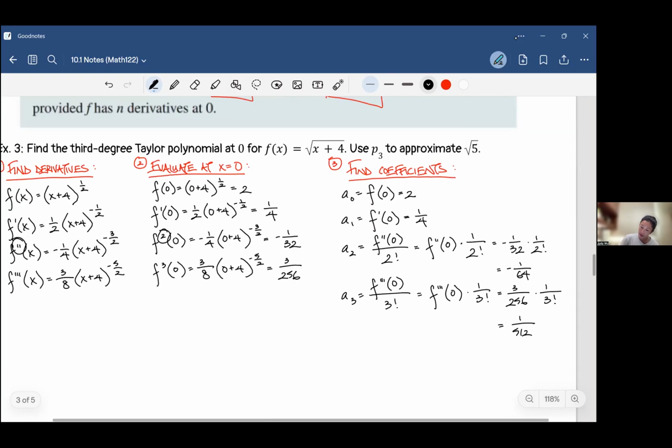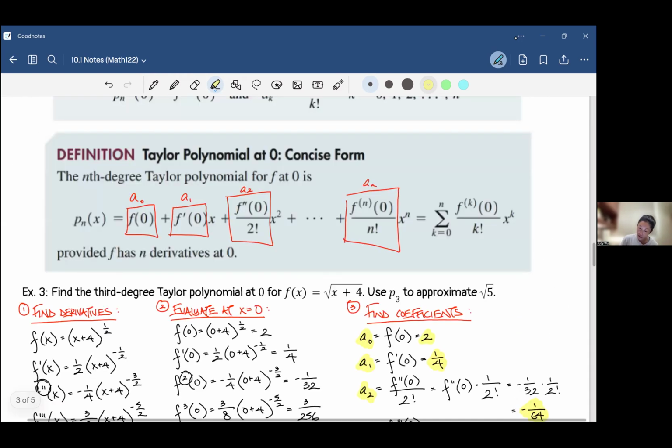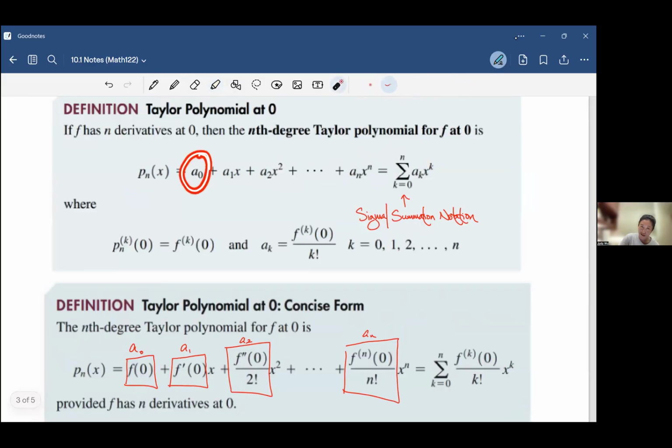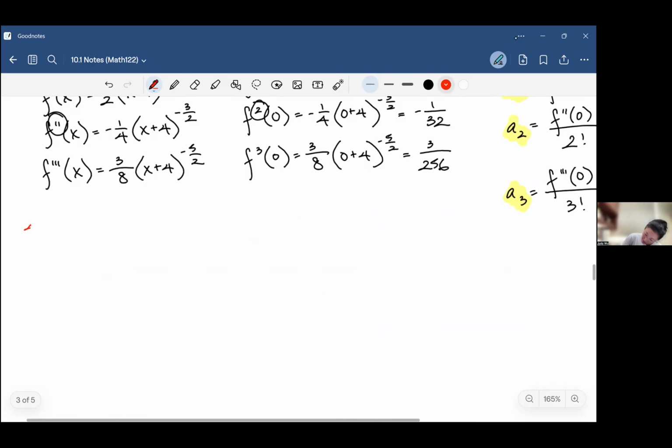Okay? So not that these are more important than the other things we found, but our A0 is 2. Our A1 is 1/4. Our A2 is negative 1 over 64. A3 is 1 over 512. These are going to go in for our A0, our A1, our A2, and we'll have an A3 here because we're looking at a third degree polynomial. Okay? Okay, so step 4, we're going to write our polynomial.